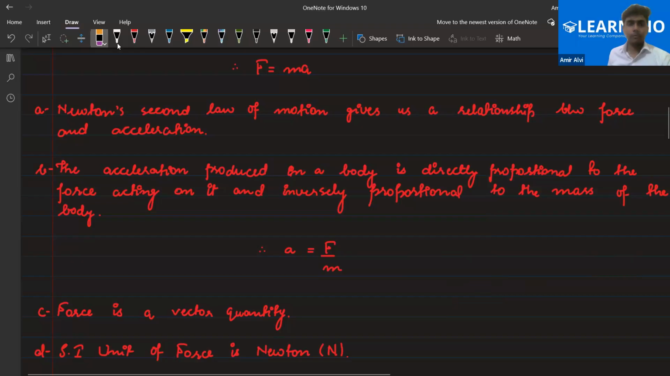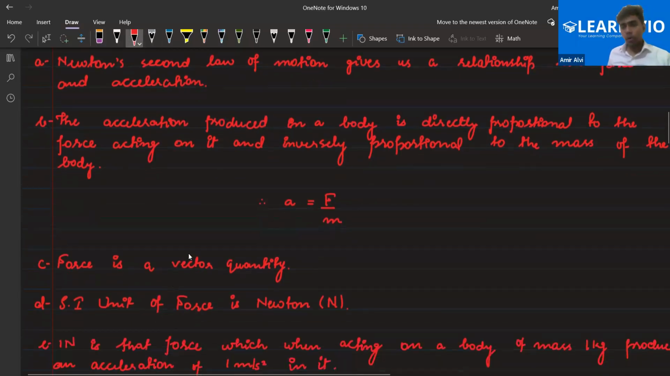Okay, that's great. Next is force is a vector quantity. So force depends on both magnitude and the direction, right? So it is a vector quantity, so it depends on both. Anyone, any doubt so far, everyone? Please do let me know. That's great.